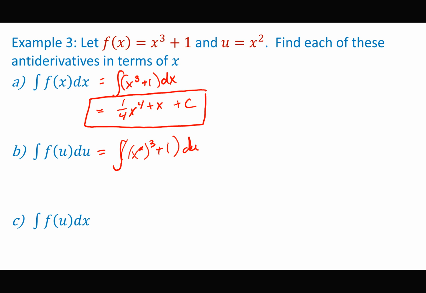Well, so as initially du, so I cannot have an x and a u in my integral together. So I'm going to leave this in terms of u. So this is u cubed plus 1 du. Now I can integrate or anti-differentiate because I have both in terms of u. The one prior I had the x and the u, doesn't work. So this is 1/4 u to the 4th plus u plus c.